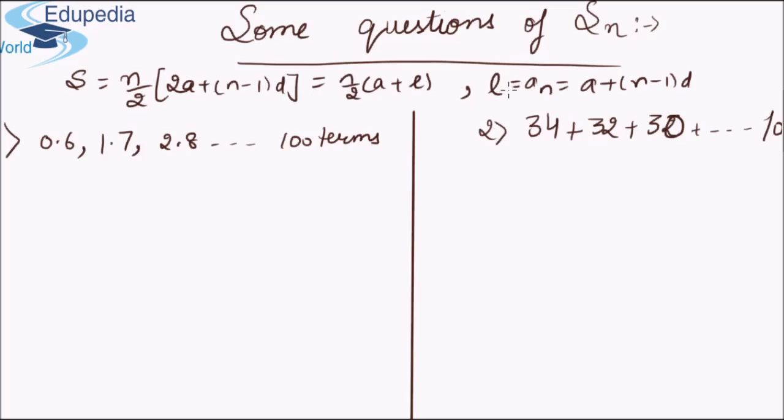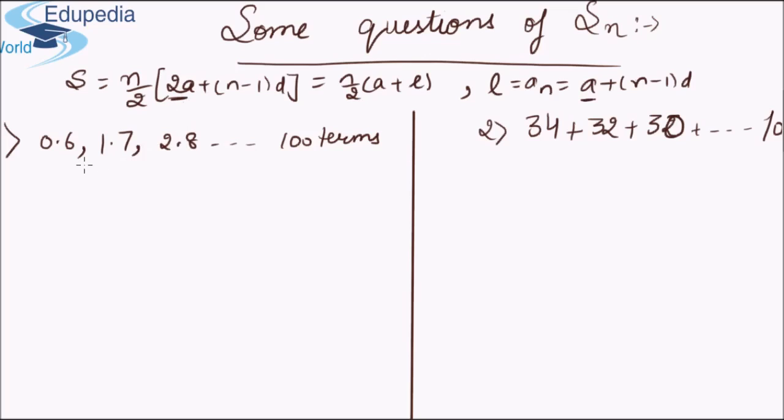And l is nothing but an equals a plus (n minus 1) into d. Friends, the only change in the interior part of this formula is that in this formula we have a, whereas in this formula it is 2a. It must be clear in mind while dealing with the questions.